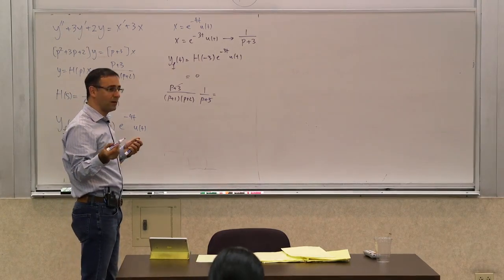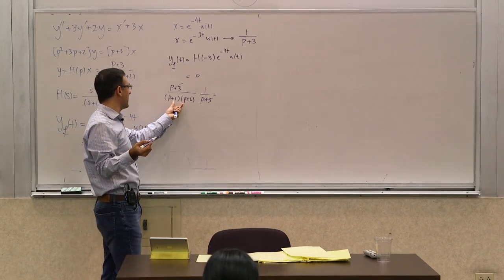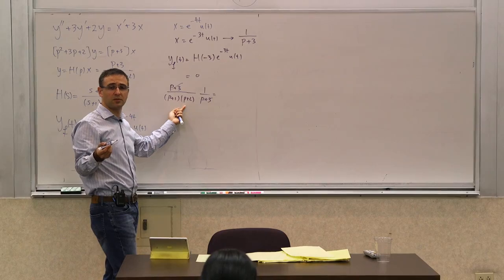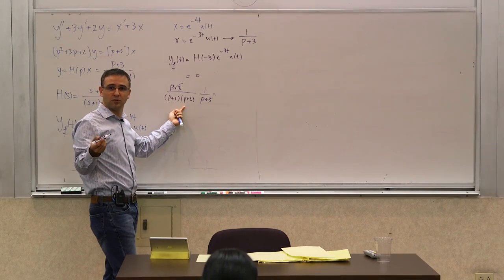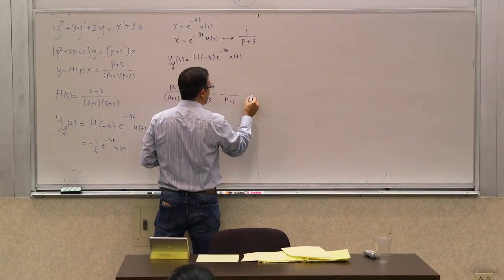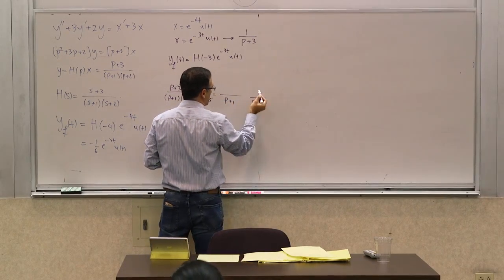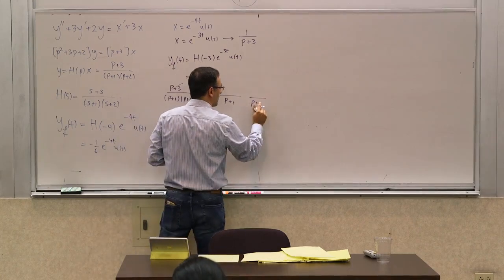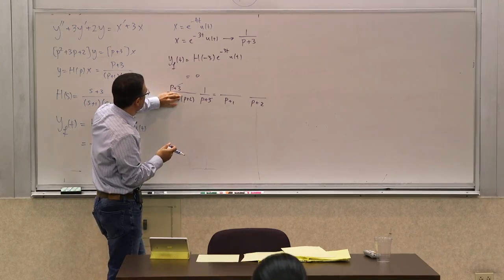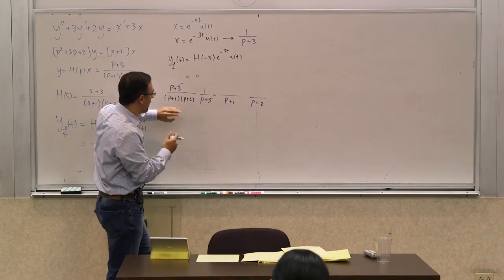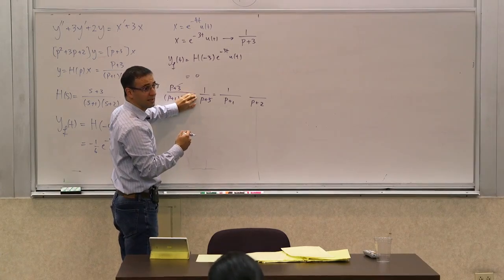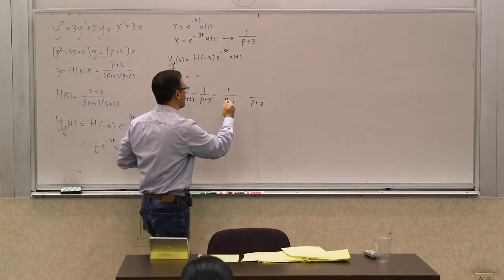So if I want to find what the response of the system is, how do I do that? If my x of p times h of p is 1 over p plus 1 times 1 over p plus 2, I do partial fraction expansion. So the partial fraction expansion for that is going to be something over p plus 1 plus or minus something over p plus 2, which is what? For p plus 1, evaluated for p equals negative 1, it would be 1. For p plus 2, evaluated for p equals negative 2, it would be negative 1.